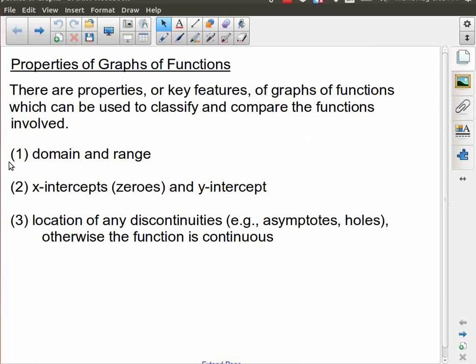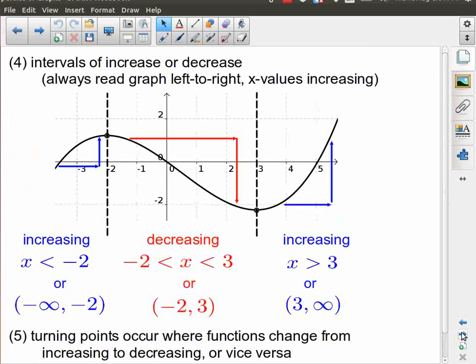Domain and range, a big part of the grade 11 course, continues to be a big part of the grade 12 course. The various intercepts go as far back as your grade 9 course, with different focus on the meanings of the x-intercepts and the y-intercepts. Discontinuities, that's something we introduced last year. So the idea of asymptotes or holes, or if there are no discontinuities, whether or not the function is continuous. So these are all things you're going to need to be able to identify.